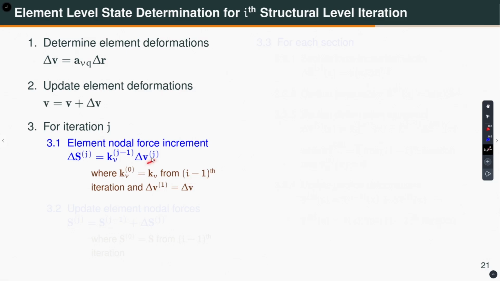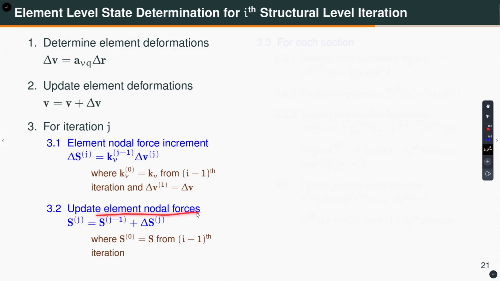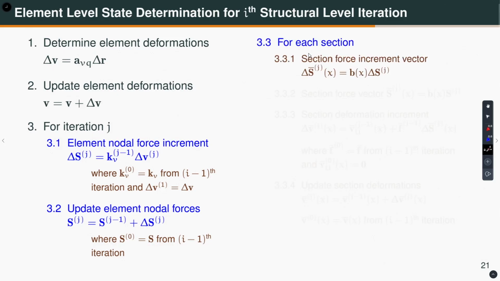Okay. And delta V1 is delta V, which is this quantity. And then you update the element nodal forces. So, Sj is the previous one plus this computed incremental element forces, right. And S0 when j is equal to 1, then S0 is the S from the previous global level iteration. Okay. Then for each section, once you know an estimate, remember this is an estimate of the element nodal forces. Okay. If it was correct, then the state determination is done here.